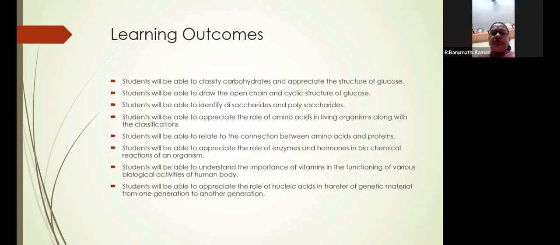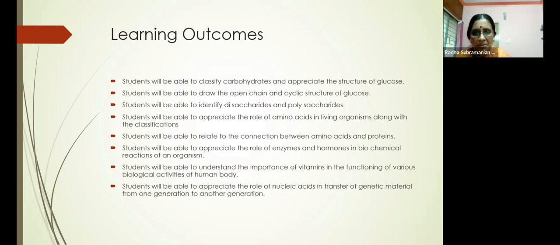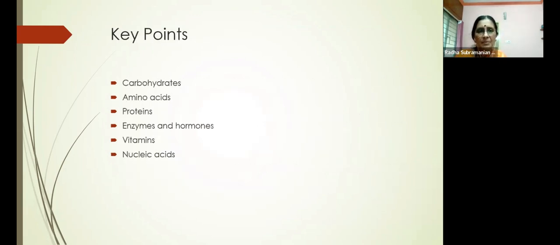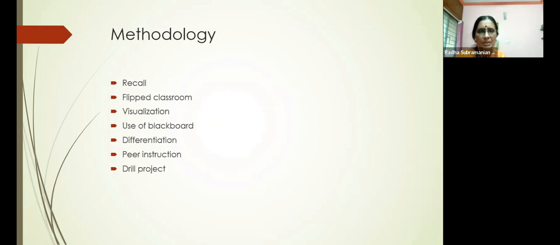Okay. Students, again, the role of nucleic acids, appreciate the role of nucleic acids, the RNA. This is basically the overall learning outcomes that we expect from students. Key points, the key headings, carbohydrates, or what are there in the textbook. Methodology, we can help with recall.